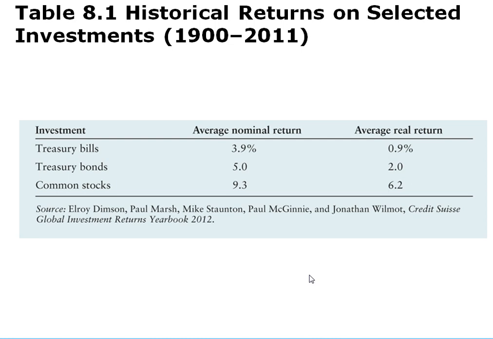So Treasury bills, and when we talk about these returns, we're subtracting out inflation. The nominal return is the total return, and the average real return is the return if we take away inflation, which is gauged at 3%. So Treasury bills had the lowest, then Treasury bonds, and then common stocks as a total return from 1900 to 2011.